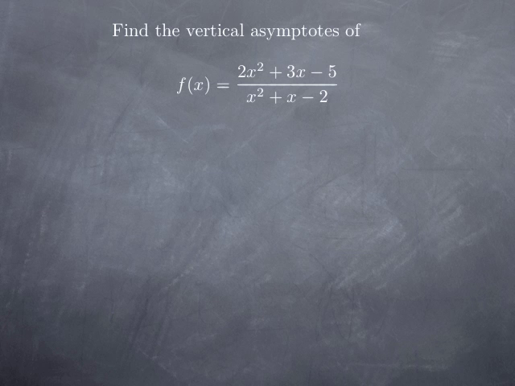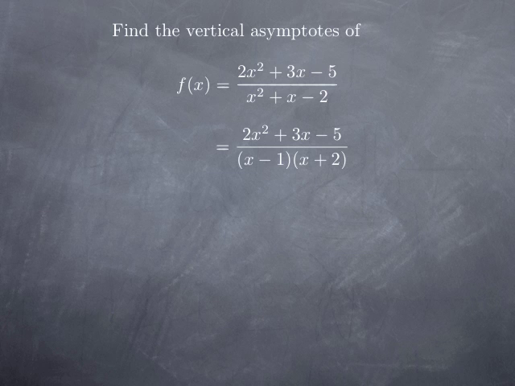Let's say we are looking for the vertical asymptotes of the function 2x squared plus 3x minus 5 divided by x squared plus x minus 2. It's again a rational function, and by the same argument as before, the only place where we may have a vertical asymptote is for values of x where the denominator is 0. So we're going to look for the zeros of the denominator by factoring it. We find that x equal 1 and x equal negative 2 are the two zeros of the denominator.